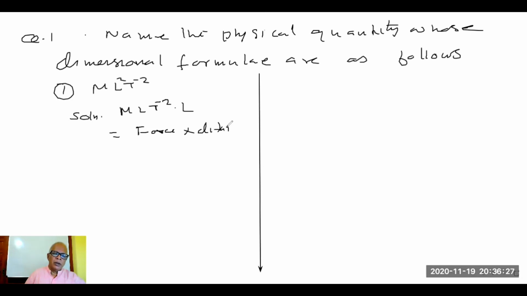It can be, what is called, work, energy, torque, etc. Normally we write work. Second question.